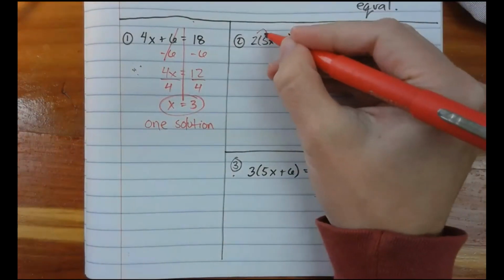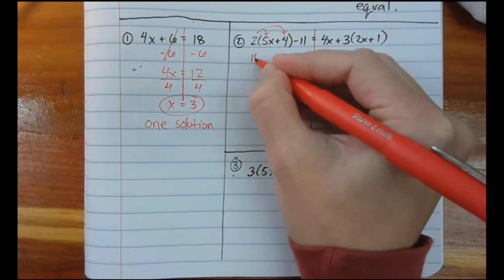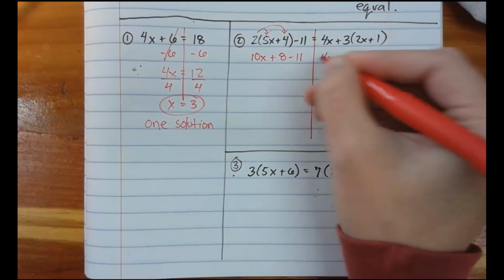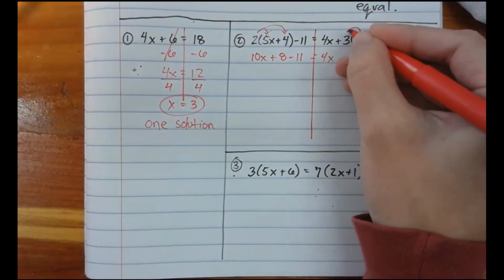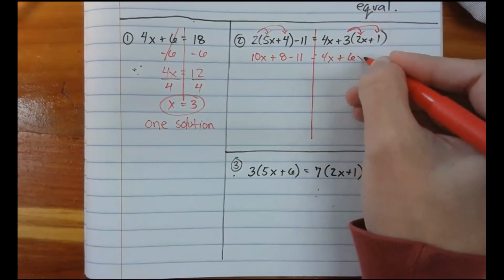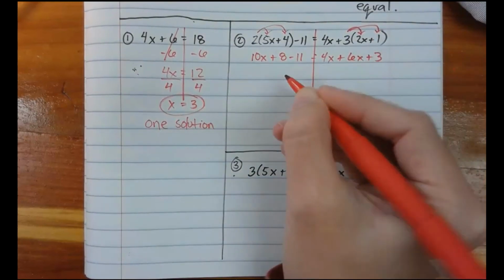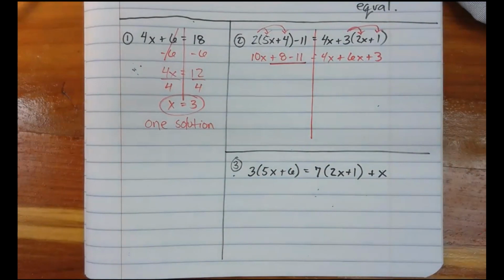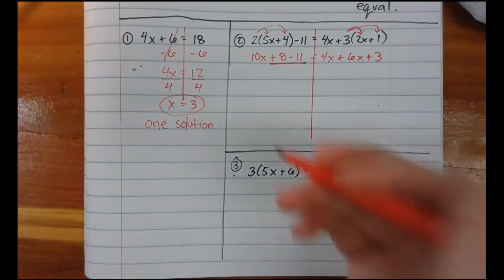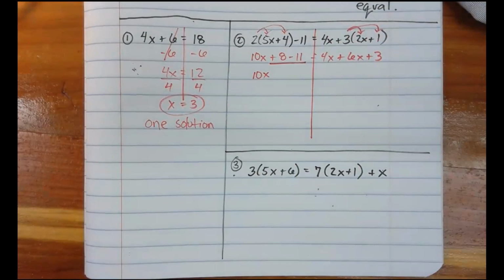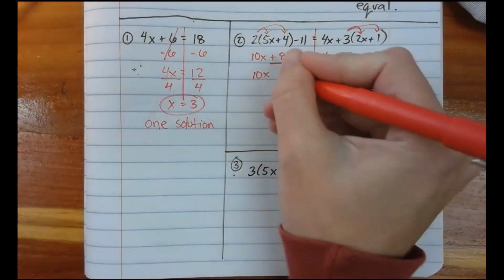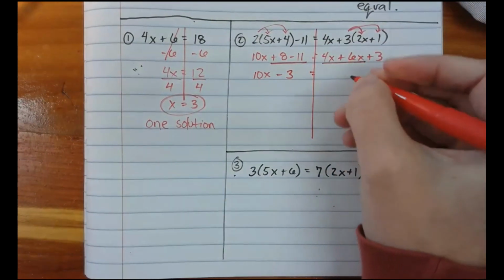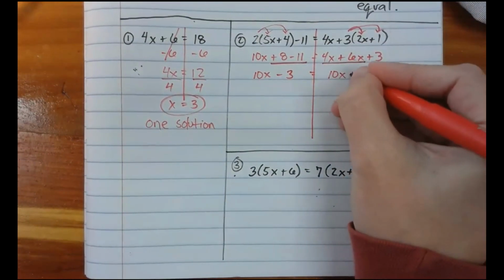So for this one, we will distribute first. That's going to be 10x plus 8. Just check your work along with mine. Is equal to, and of course we have to distribute over here as well, plus 6x plus 3. We can combine some like terms here, so we can combine the 8 minus 11. So this one is going to give us 10x, and then 8 minus 11, which is going to give us minus 3, is equal to, on this side we can combine the x's. There's 4x's plus 6x's, 10x's plus 3.